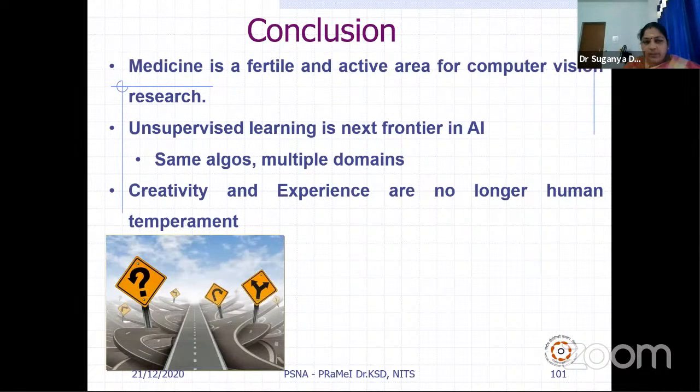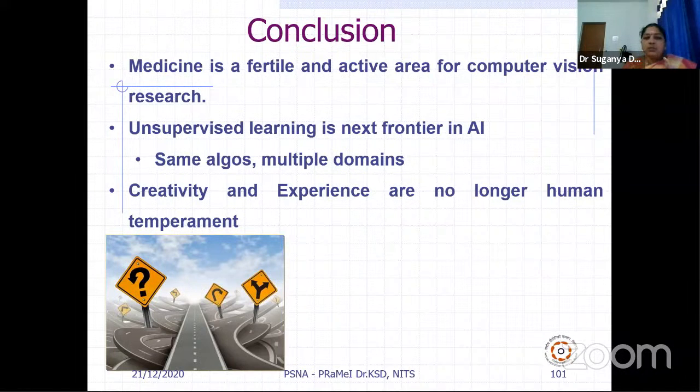So I'm coming to the conclusion part. Medicine is a fertile and active area for computer vision and research. It is an ocean. Okay, so daily we can find any number of problems in this to work on, to contribute our research to the society.